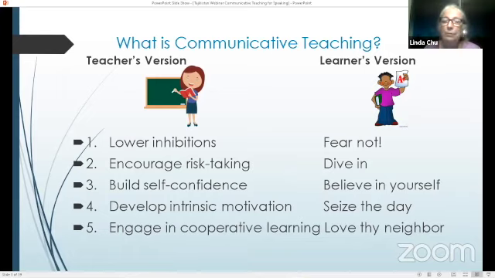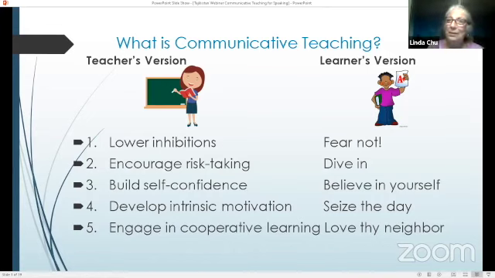So we have two versions here, the teacher's version and the learner's version. And so we're looking at lowering inhibitions. What does that mean to the learners? It means fear not, right? Don't be afraid. So you want to create an environment in your classroom where students feel comfortable. They feel comfortable making mistakes. It's okay to make a mistake. They're not going to be chastised for making a mistake.